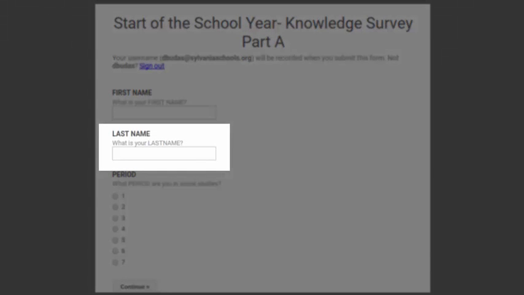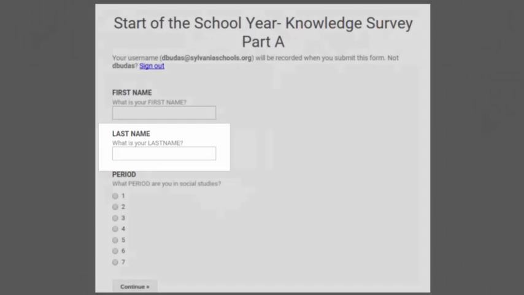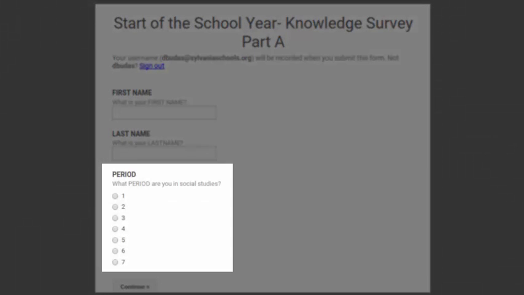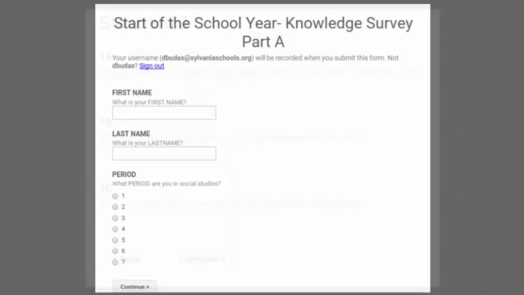Question 2, what is your last name? Type your last name in the box below. Question 3, what period are you in social studies? Click on the dot next to the period number that you are in.